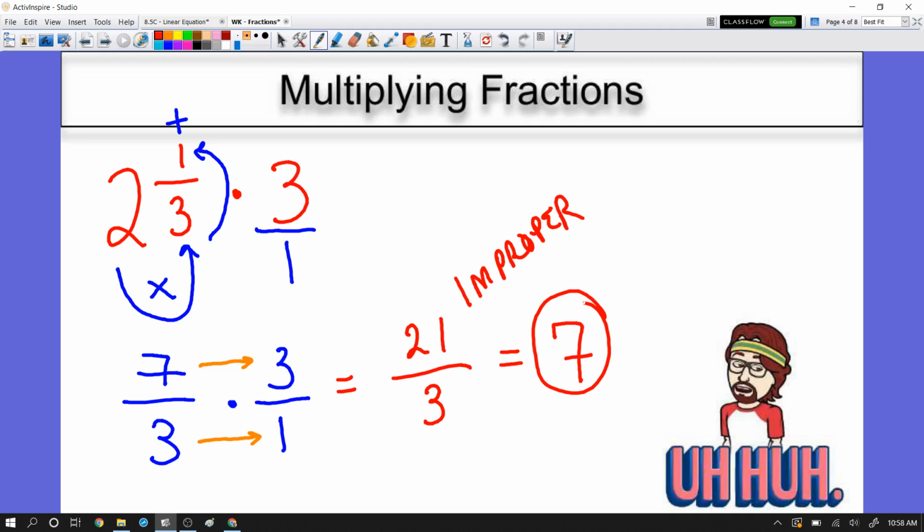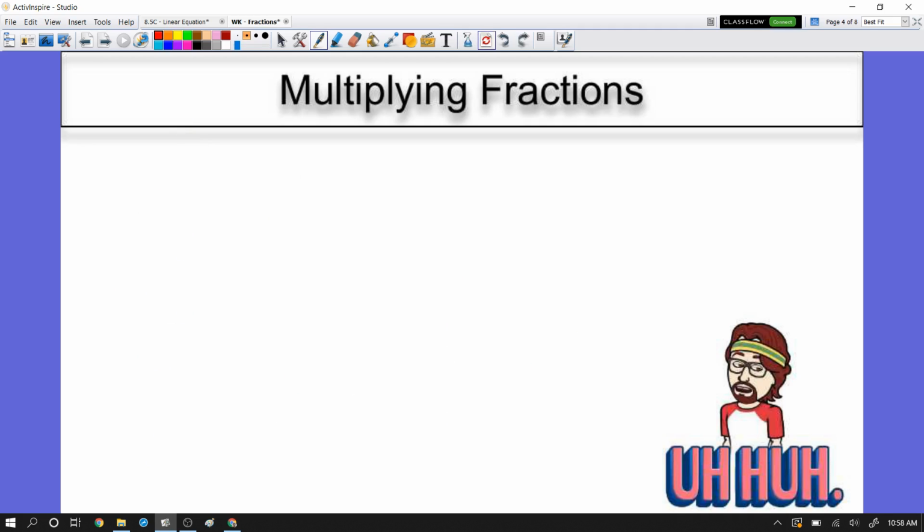So 2 1/3 of 3 is 7. That's the process we go through. Now, what if we have something a little more confusing? Let's take a look. Let's stick with the 2 1/3. I don't know why, I just feel attached to it today. And go with 3/4. Okay, so this is our mixed number times just a fraction.